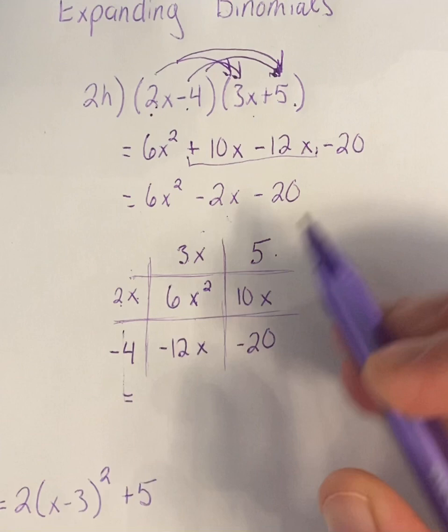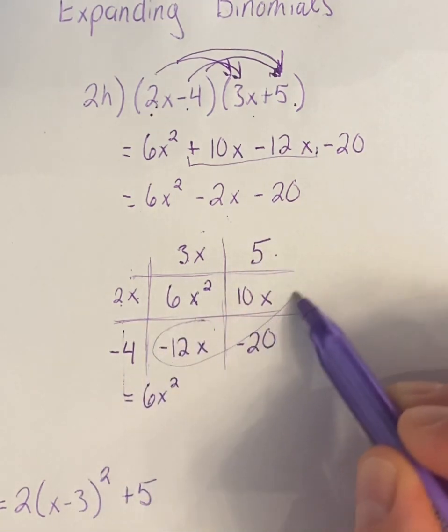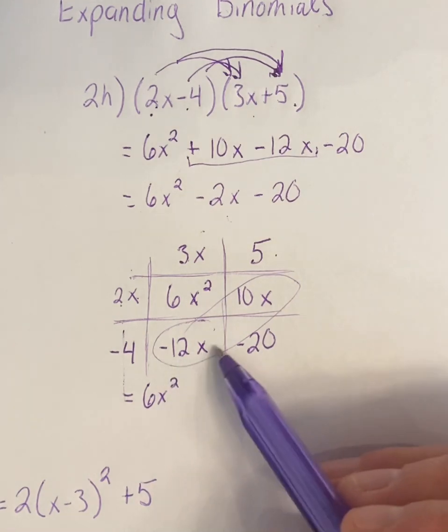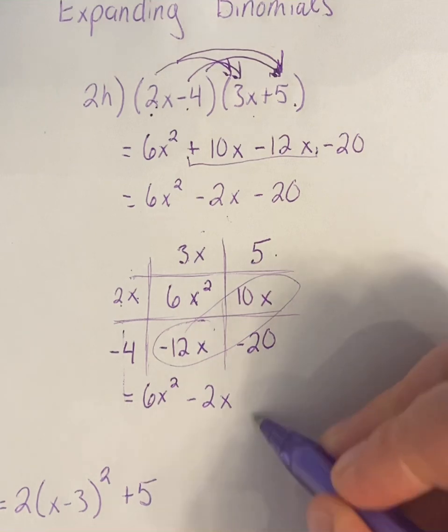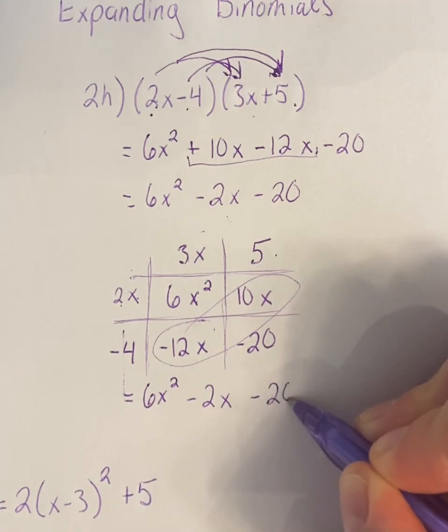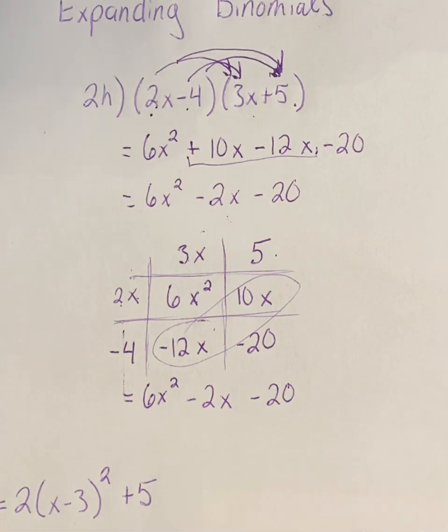So it will look like you've got your 6x squared. You have to add these together. Okay, so I got my negative 12 plus 10 will give me negative 2x and negative 20. Okay, same answer twice. So there you go.